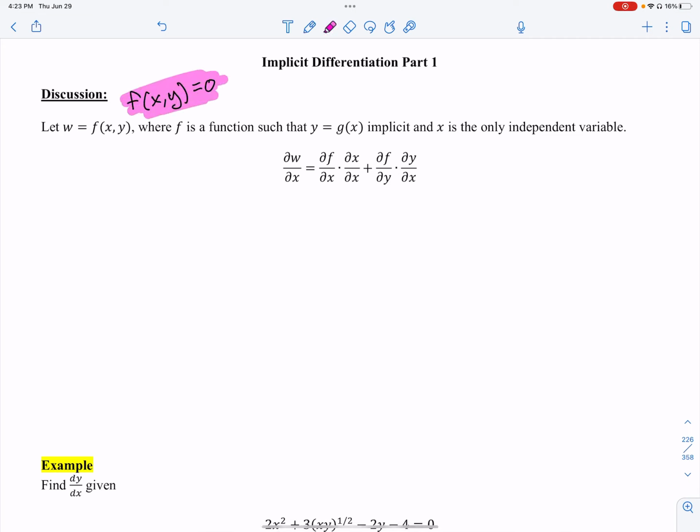Now, this may feel weird, like, we're not going to run across very many of those. Well, I'll show you how to manipulate your function to create a new function that is uniformly zero. Where f is a function such that y is a function of x, that's what that means, and x is the only independent variable. Notice that we're interchanging w and f. Those are the same things.